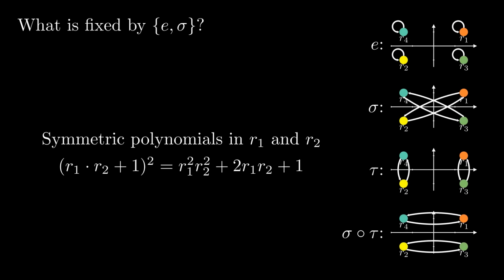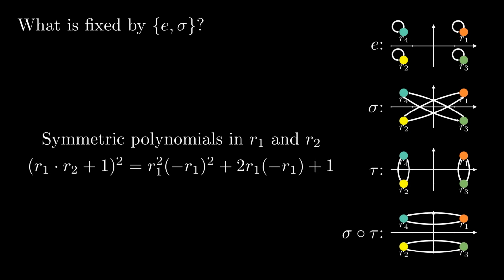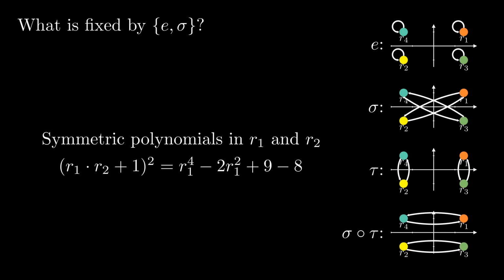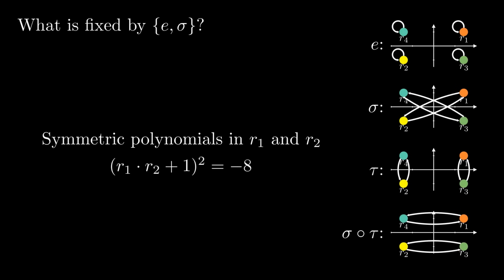And then R2 is negative R1, so we can replace all copies of R2 and collapse. But then we can add and subtract 8, and voila! The first part is familiar. It's 0, so it goes away. And we're left with negative 8. Thus, R1 times R2 plus 1 is square root of negative 8. And dividing by 2, we get square root of negative 2 is fixed by E and sigma.